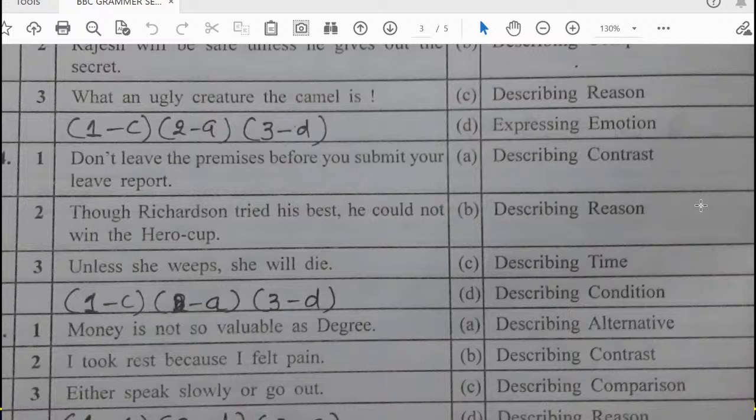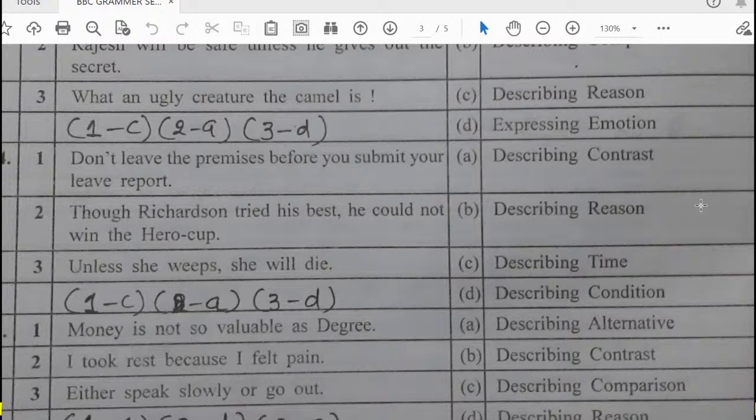Second, I took rest because I felt pain. See the sentence again. I took rest because I felt pain. As there is use of because in the sentence, it always suggests reason. I took rest. Why did you take rest? Because I felt pain. So because, as, and since, these three connectives suggest reason. Here the connective because is used. So the second sentence will be connected with option D, describing reason.